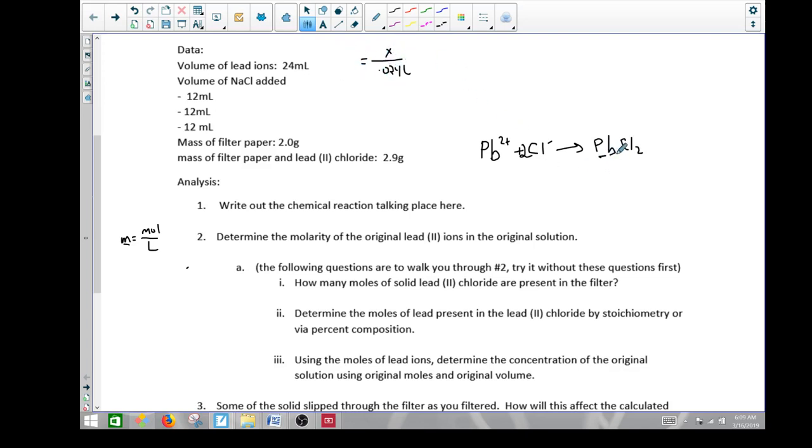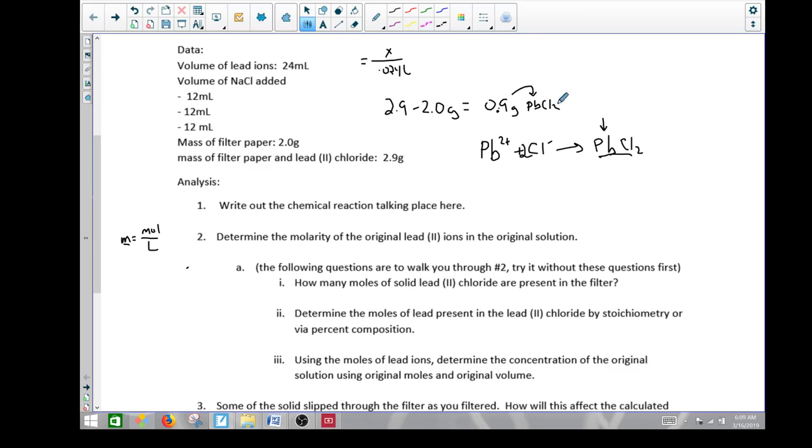So I know how much of this I have, and I want to know just how much lead I have. The lead that's here actually came from here. In this situation, it says the mass of filter paper and lead 2 chloride is 2.9 grams. So I'm going to take 2.9, subtract off the 2.0 gram filter paper, which gives me 0.9 grams of actual PbCl2. Now I've got to figure out how much actual lead is in this 0.9 grams.